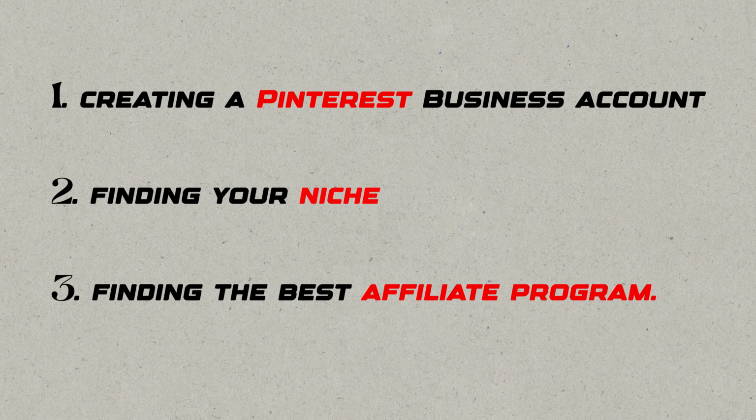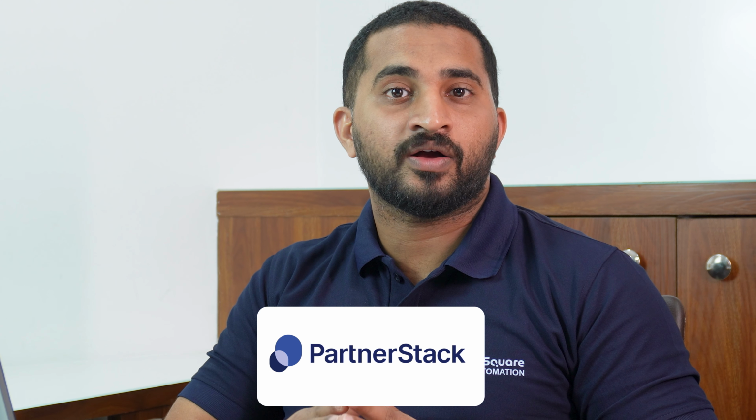Then the final step is finding the best affiliate program. Many popular brands like Amazon, ShareASale, and PartnerStack offer affiliate programs. Just go through their terms and pick the one that suits you best. If all these steps are done, then it is time to create engaging pins. This is where our automation steps in. So guys, let's dive into the automation workflow.